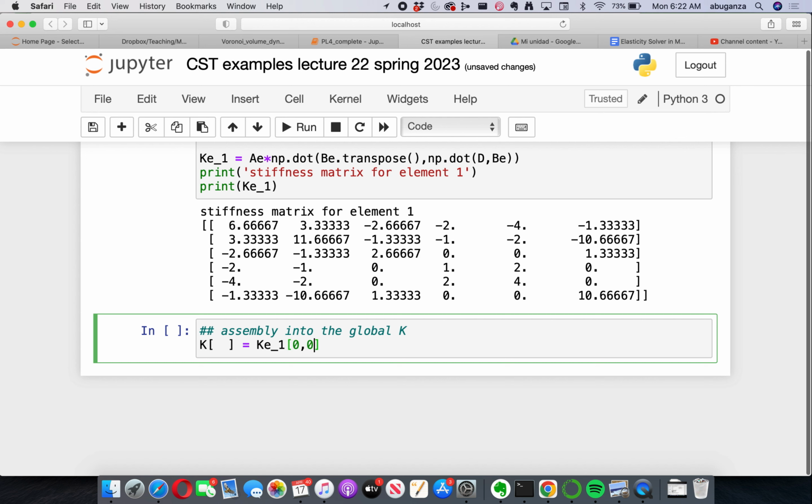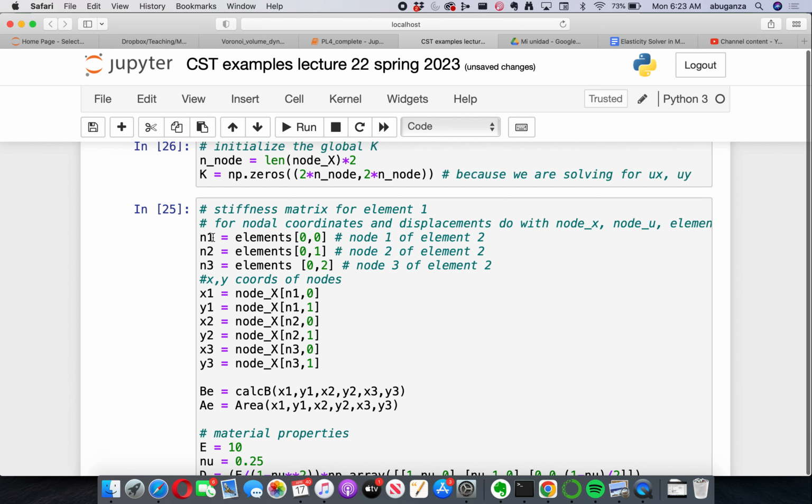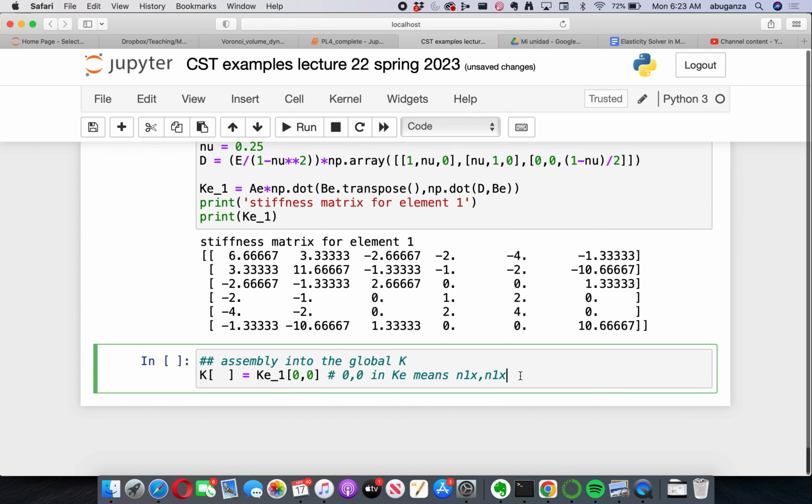But for example, where does the 0, 0 entry of the K1 go to for the global stiffness matrix? And this one is a little bit tricky, because the 0, 0 in KE means n1x, n1x, right? But what is n1x? I have n1. n1 is the number of the node, right? So for example, for the first element, this n1 is just 0, then this is just 1, and this one is 3, right? But what do I mean by n1x, n1x?